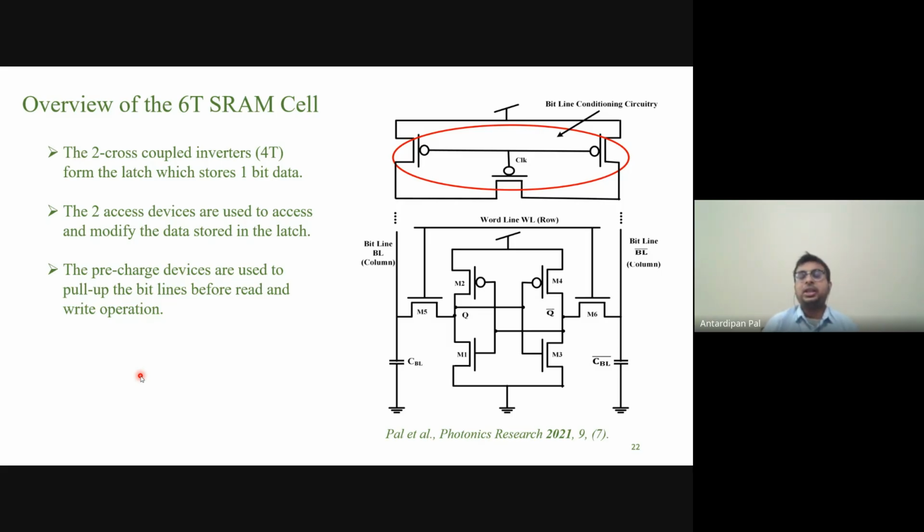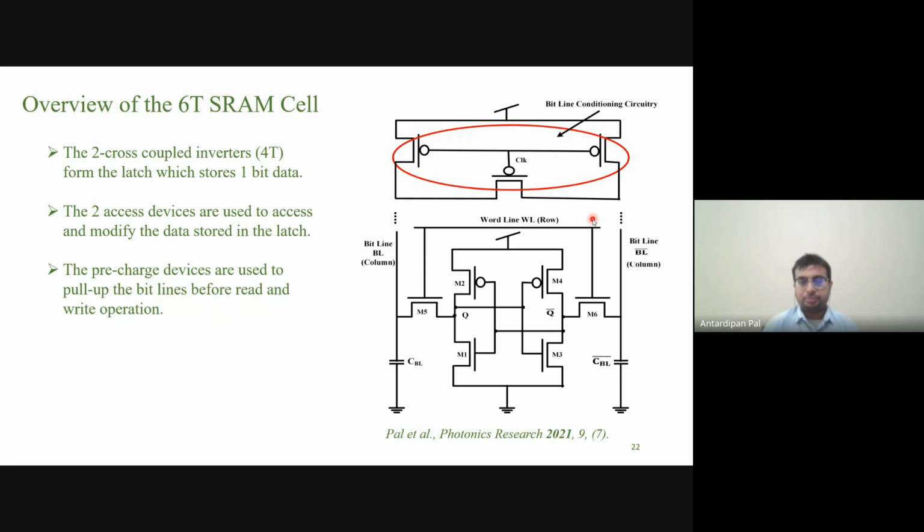So it's a 6 transistor SRAM. This is the core 4 transistor cross-coupled latch, and these are the access transistors. These are the bit lines, and this is the word line. It's a very basic textbook 6 transistor SRAM.